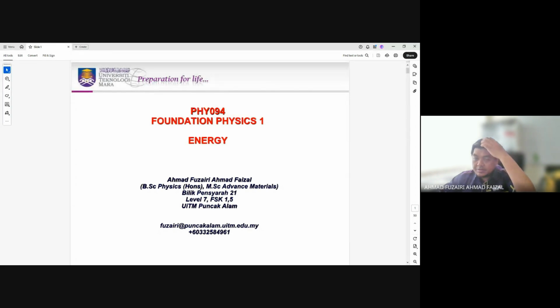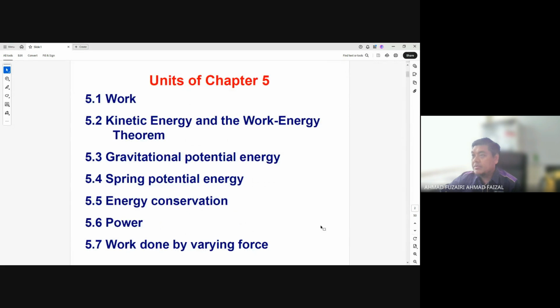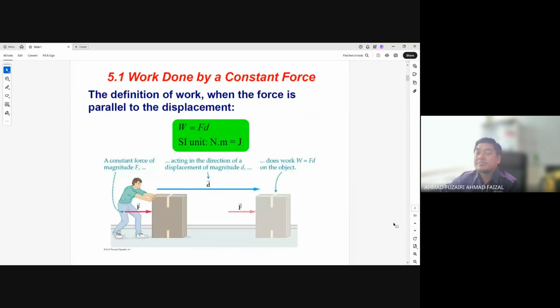So the next topic should be the topic from chapter 5, which is energy, right? Energy. But these slides, I did not put the slides in the link yet because they are still under construction. Hopefully by tomorrow we can have the slides, so you can check the slides by 10 p.m. tomorrow. Okay, so let me go to the topic of work.